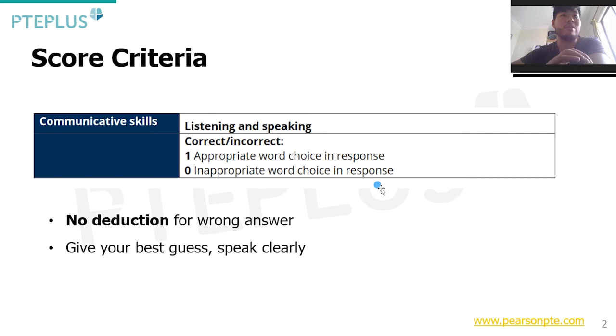Remember here that there is no deduction for the wrong answer, meaning that if you don't answer or if you answer incorrectly, it's the same. Given that, we always encourage you to give it your best and try to guess when you're not sure about something, and make sure to speak clearly, because if you're not clear, then the machine is not going to be able to understand what you're saying and you won't be getting that mark, even if what you said is correct.